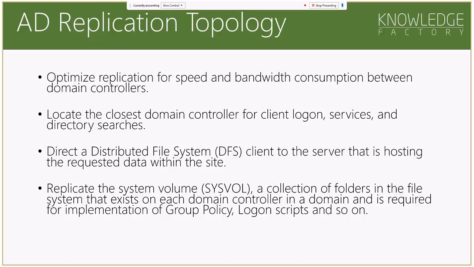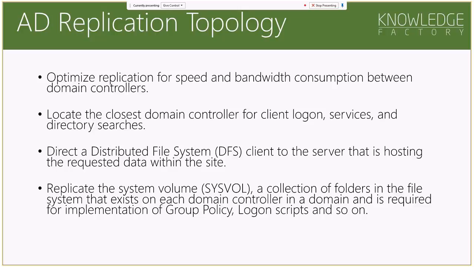There we go. So AD implements a replication topology that takes advantage of the network speeds within the sites, which are ideally configured to be equivalent to LAN connectivity. And LAN connectivity is 10 megabits per second or higher. The replication topology also minimizes the use of potentially slow or expensive WAN links between sites.